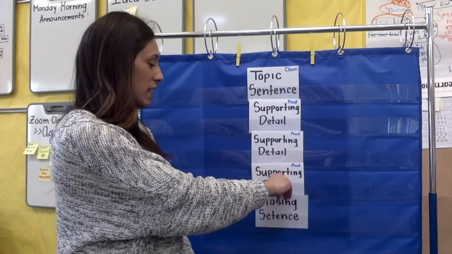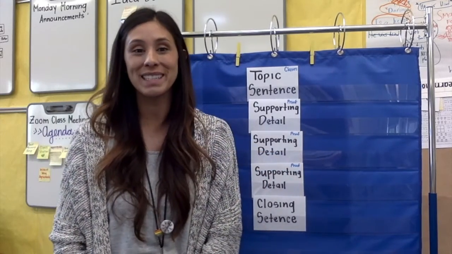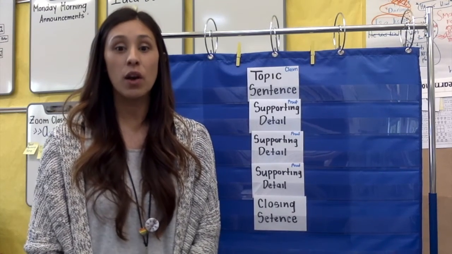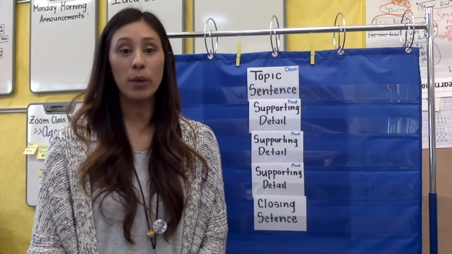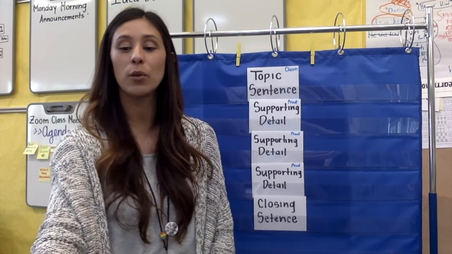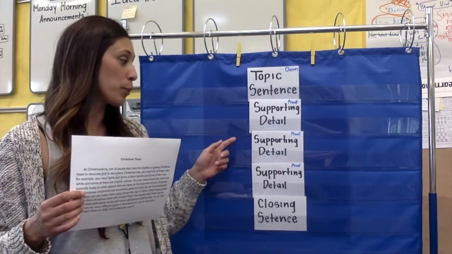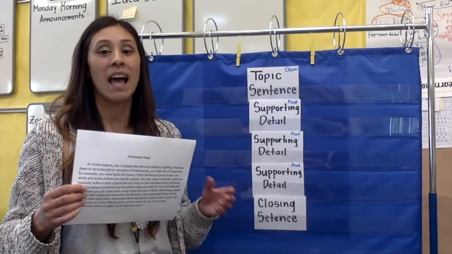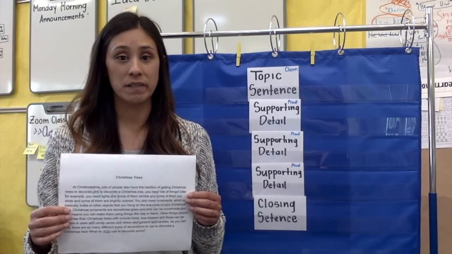Then you also have to give a closing sentence, and your closing sentence just really smooths out your ending and helps you transition into your next paragraph. So, for example, today I'm going to sit down with my paragraphs, including this one about Christmas trees, and I'm going to reread for a topic sentence, 3 pieces of supporting details, and then a closing sentence. I'm going to do this for all of the paragraphs that I've written so far to make sure that they're ready for our publishing party, which is coming up soon.